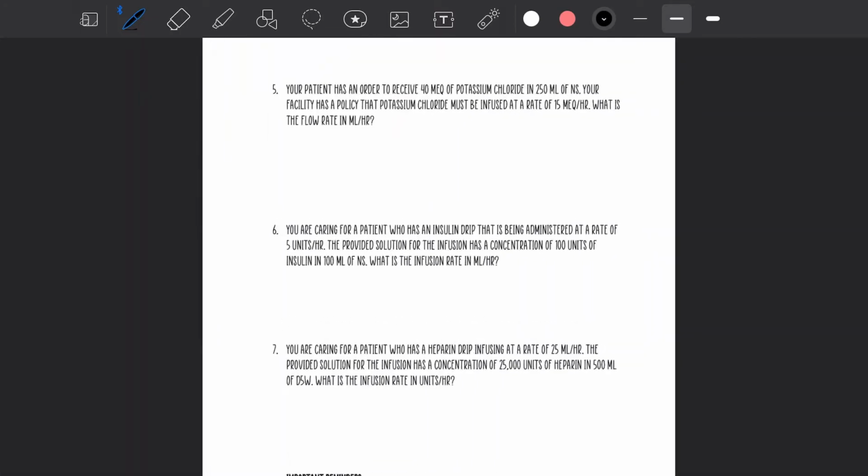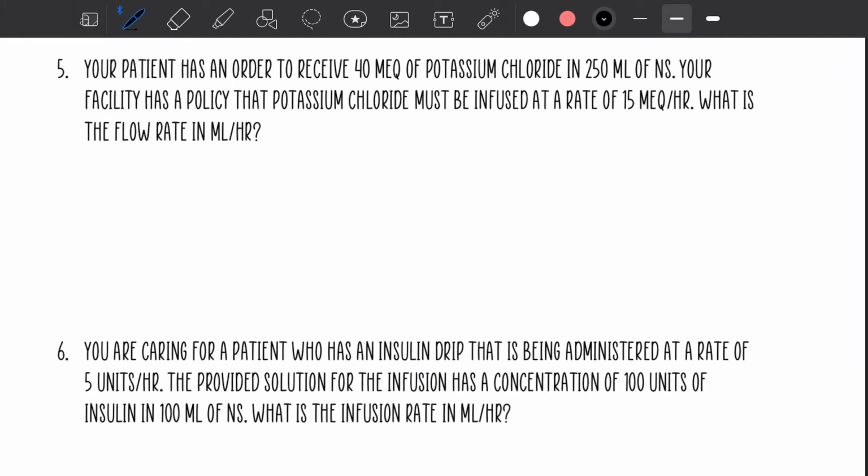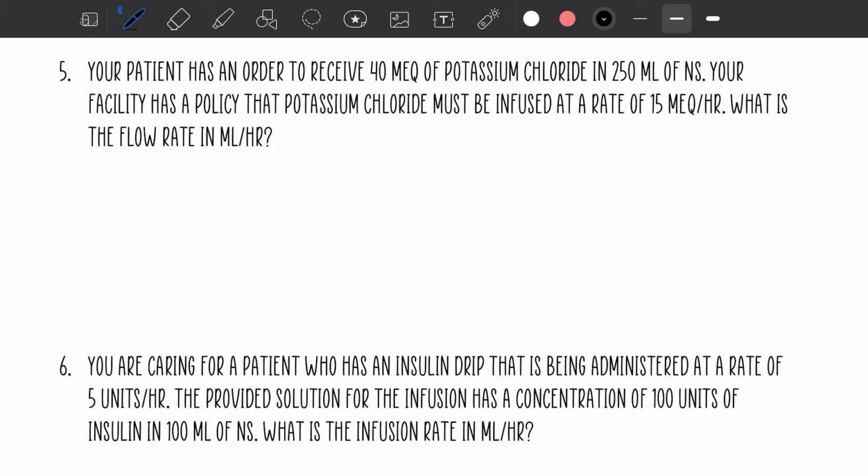All right, continuing on. Now our patient needs to get 40 milliequivalents of potassium chloride in 250 milliliters of normal saline. We have a policy that states that the medicine must be infused at a rate of 15 milliequivalents an hour, and we want to know what our flow rate is in milliliters per hour.